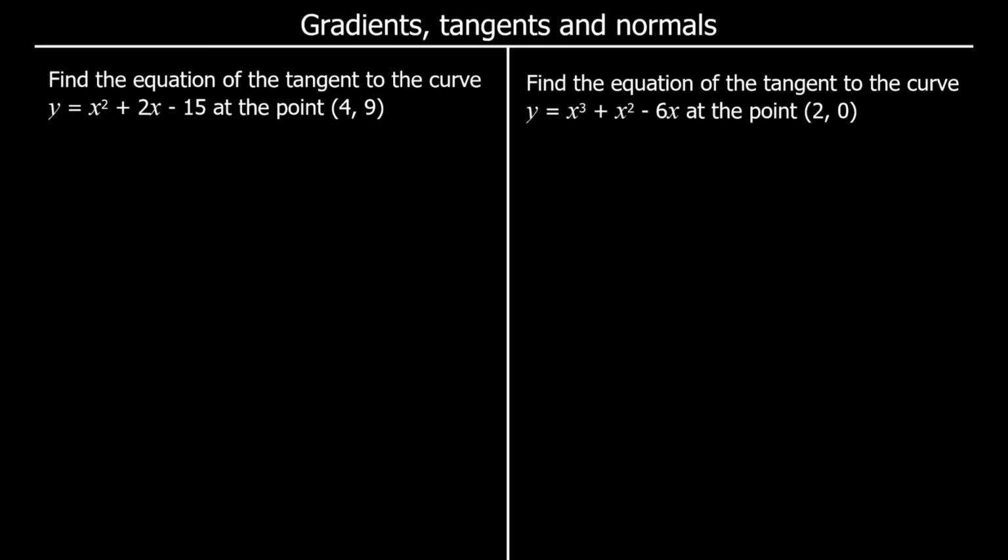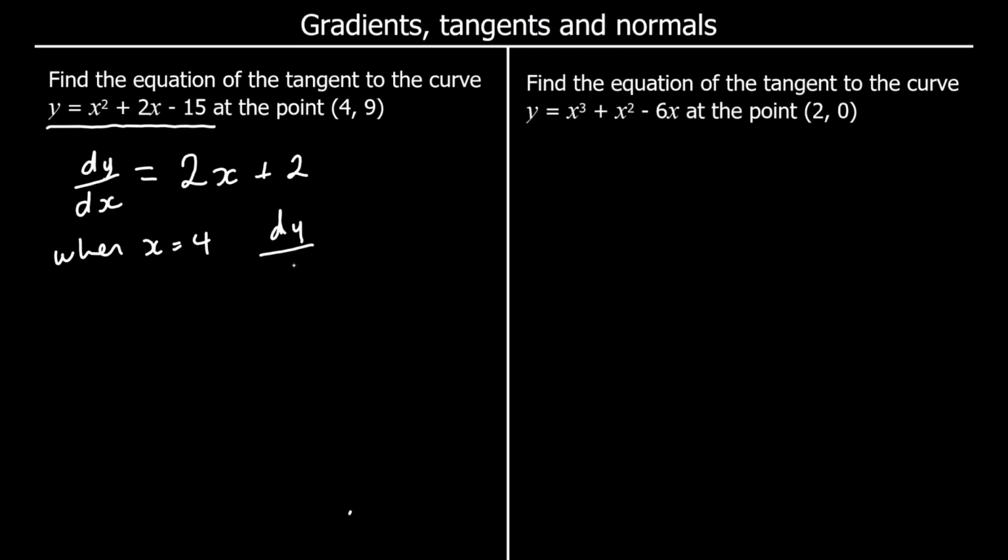Find the equation of the tangent to the curve y equals x squared plus 2x minus 15 at the point (4, 9). So again, we're going to find the gradient at that point using dy/dx. So the gradient: times by the power, take 1 off the power. We've got 2x plus 2 is the gradient function. And when x is equal to 4, our gradient is 2 4's plus 2, which is 10.